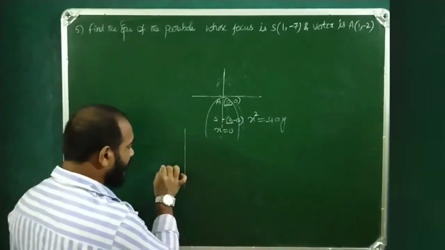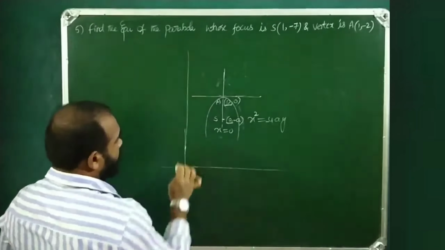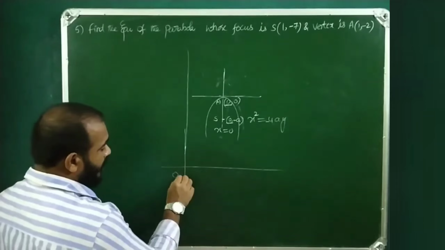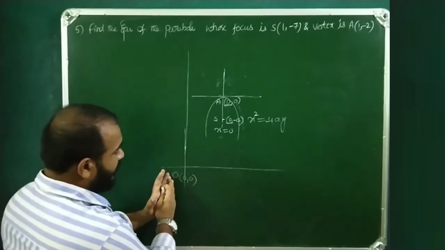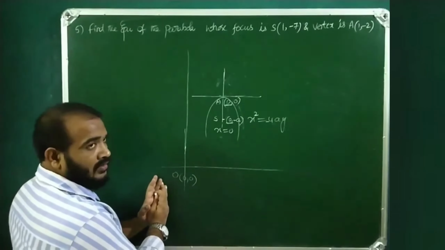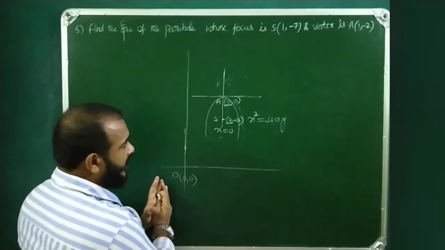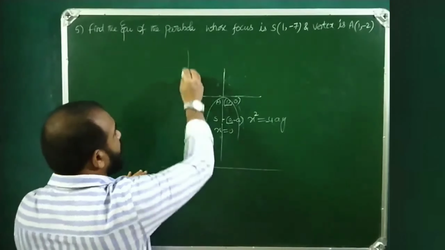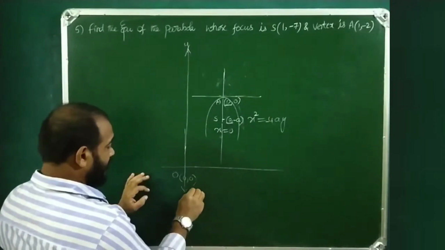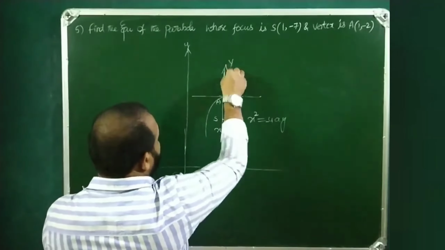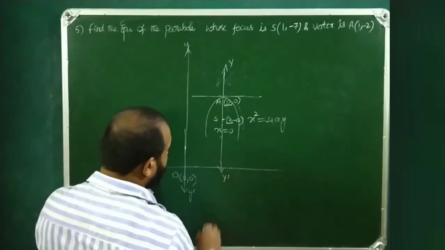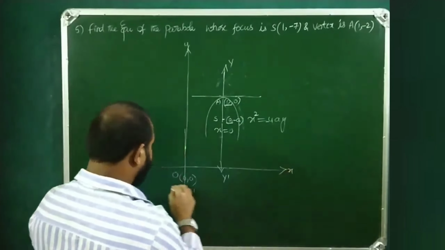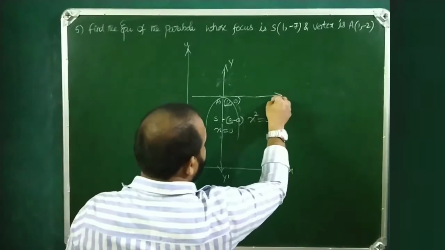And now, so this is my axis and this is origin. So origin here is 0, 0. So this origin has been shifted to a point without changing the direction of the coordinate axis. What I mean to say is, this line is parallel to y dash. Therefore this is capital Y dash. And this axis is parallel to x dash. This is capital X dash.